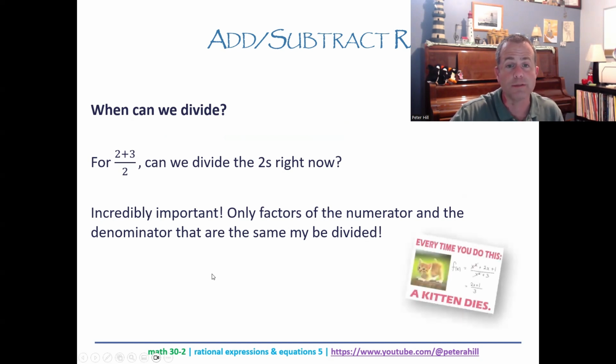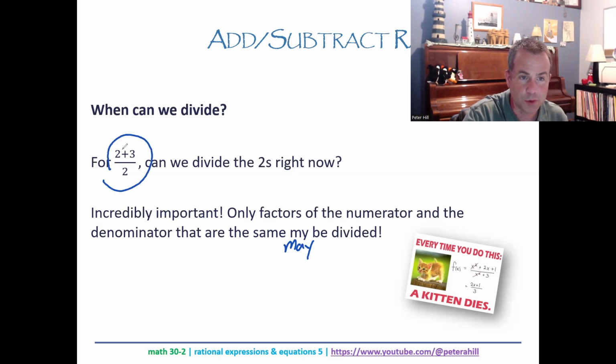Incredibly important. Only factors of the numerator and the denominator that are the same may be divided. Sorry, that shouldn't say my, that should say may there. I can fix that for you if I could find my ink. There it is. Okay. May be divided. Okay. It's kind of like the Amazing Race. You may be eliminated. No, it's not like that at all. So this guy here, you cannot divide the 2 and 2 because the 2 is attached to the plus 3.